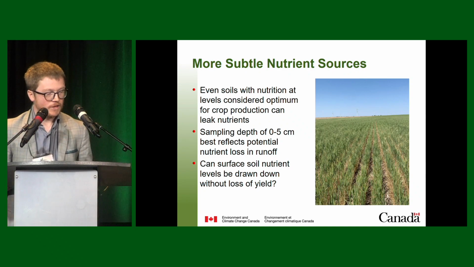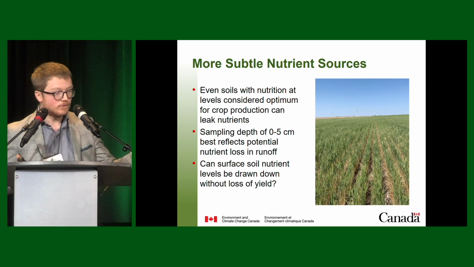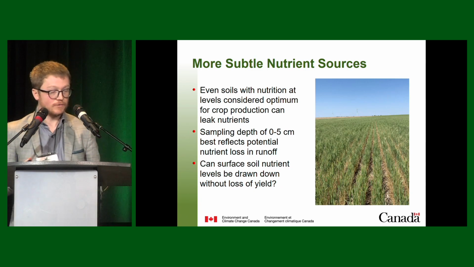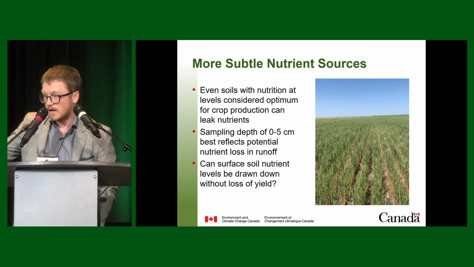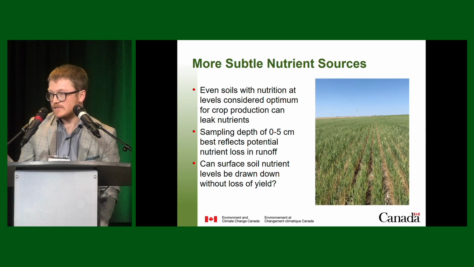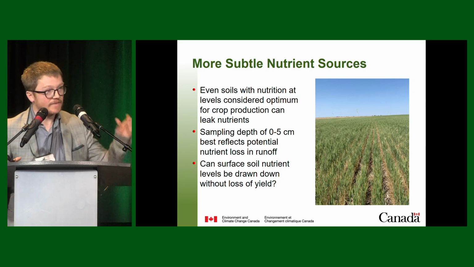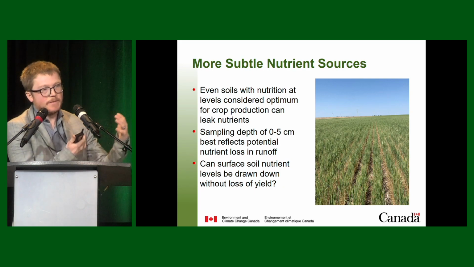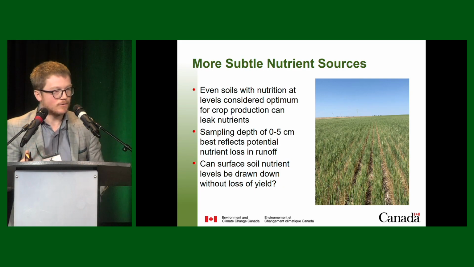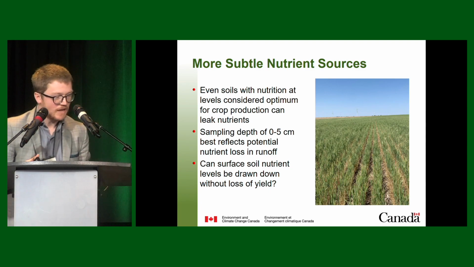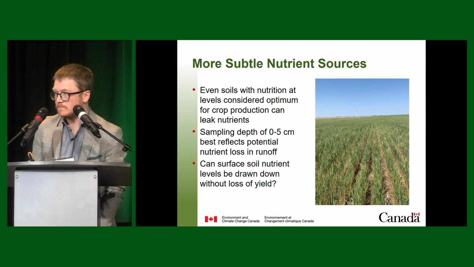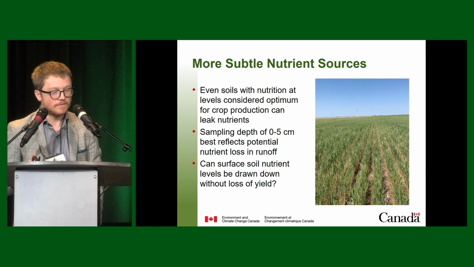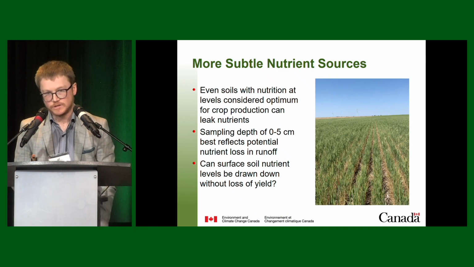There are some more subtle examples, of course, of where we can see this. The example being when you have soils with optimal levels of nutrient that can still be a potential source of nutrients in the runoff water. And so just the importance of understanding what's in the soil. So looking at that surface soil layer, a 0 to 5 centimeter depth, as this is the depth that we really expect to be interacting, of course, with the runoff water. And the question then becomes, can we draw down those surface nutrient levels without sacrificing yield loss?